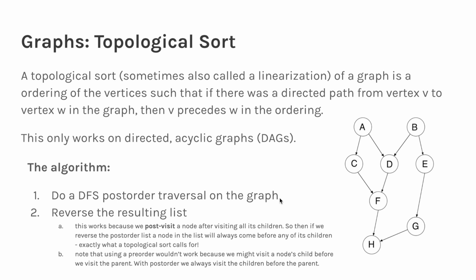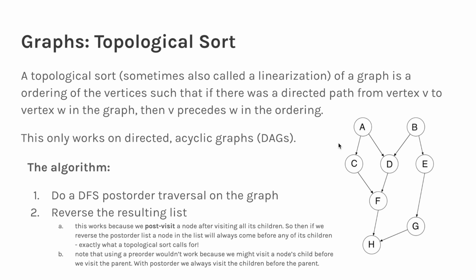if we do the pre-order list, we might visit a node's child before we visit its parent. And this would happen down the path. So for example, if we start running DFS from A, maybe I go to C, and then to F, and then to H. Well, the pre-order list would be A, C, F, H, and then etc. But you can see we need D to come before F, but in this pre-order list, F would come before D. So pre-order wouldn't work, whereas with post-order, we're guaranteed once we post-order visit a node that all of its children have already been processed.